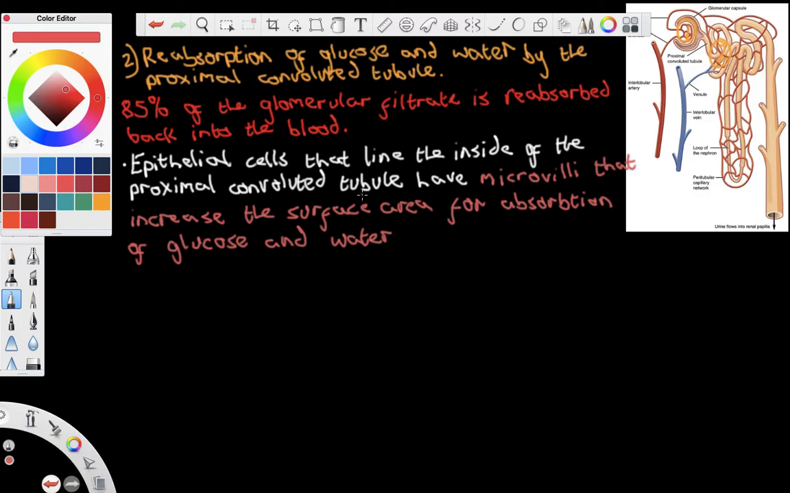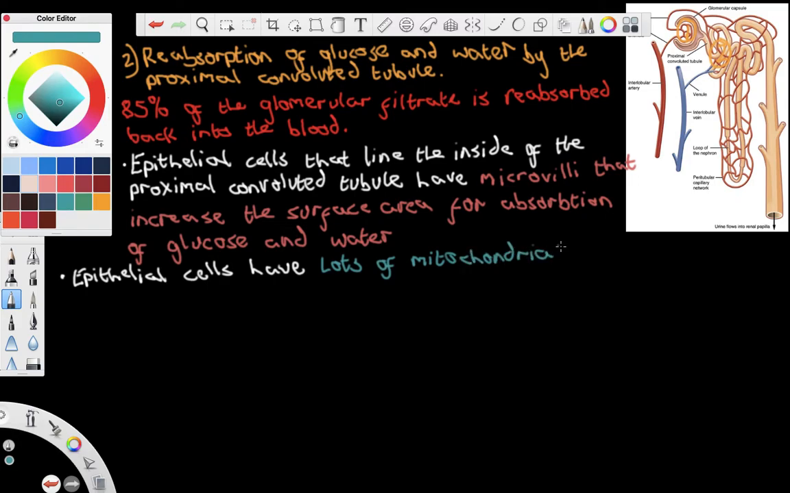Furthermore, the epithelial cells also have lots of mitochondria to make ATP for active transport, or active transport of glucose and any other molecule that might be useful from the glomerular filtrate.